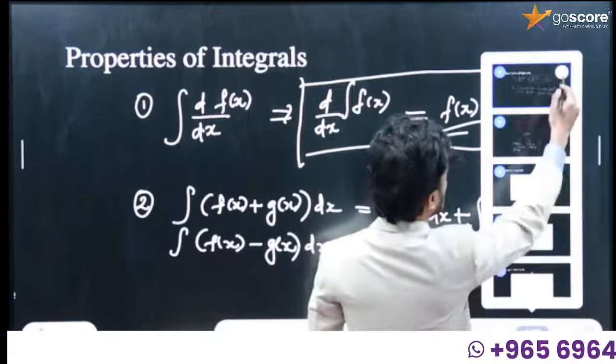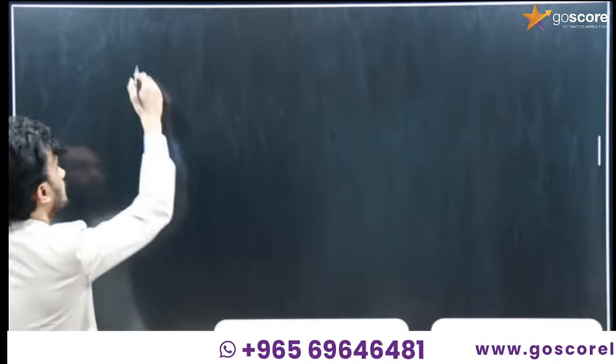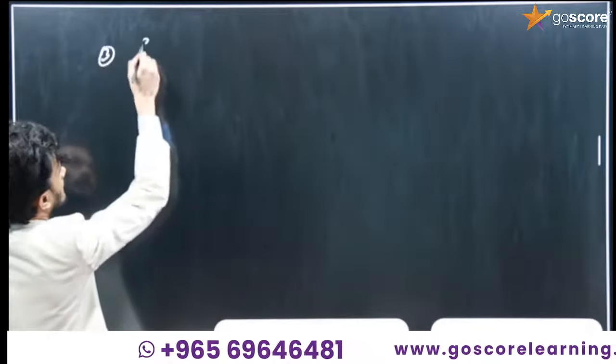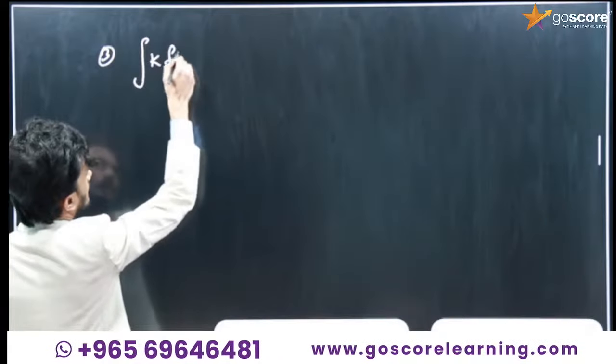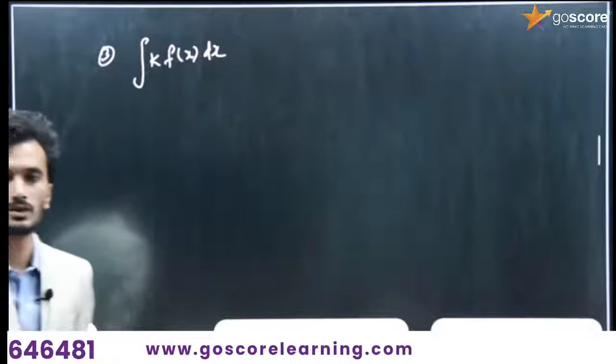Then the third property. If I am multiplying a constant with this function, k is a constant.